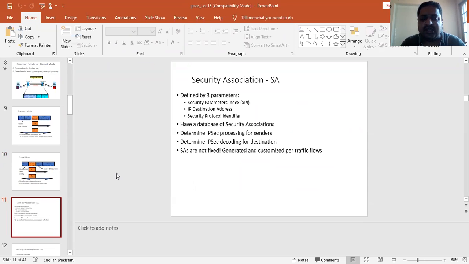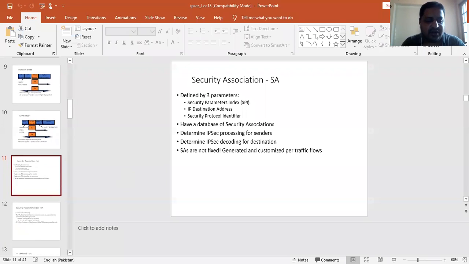Like, for example, security parameter index. There's a destination, you can say a host, where we define different policies for the particular parameter: whether that particular host needs to be given access to the packet, to the data, or not. So in this way, we have different protocols and different fields which are defined, and they are defining different policies for the data and for the network.